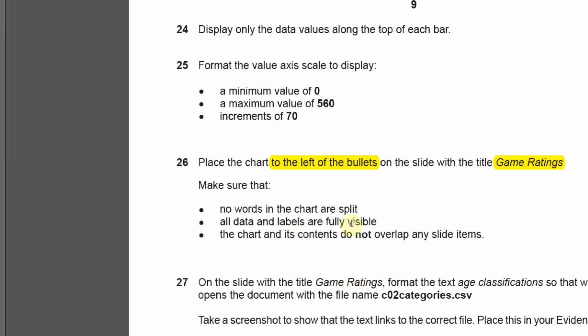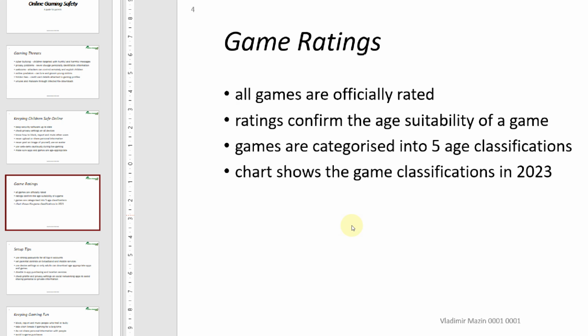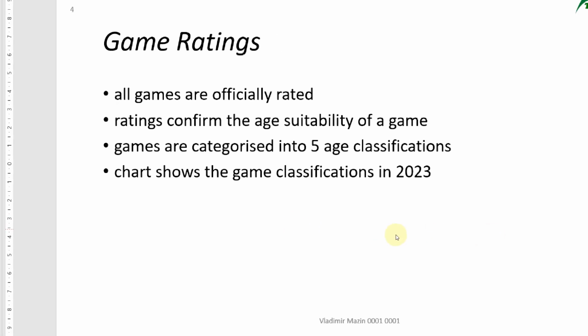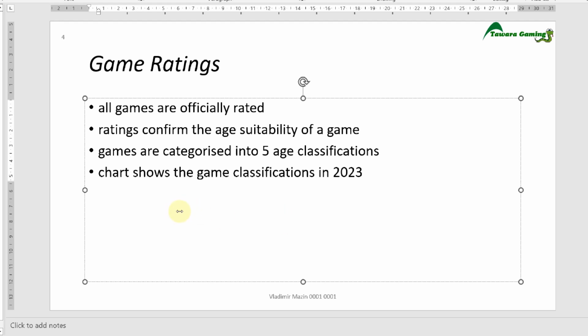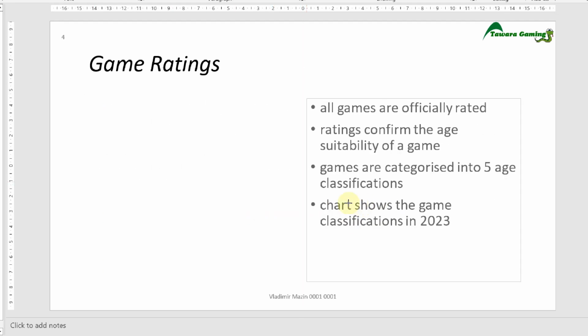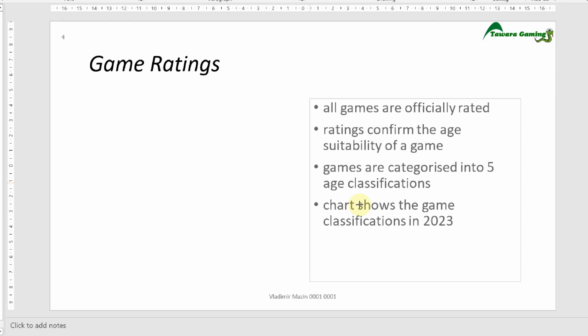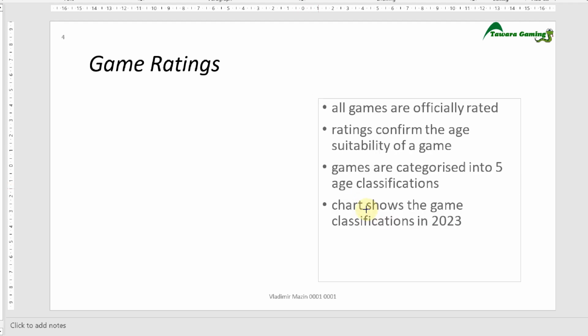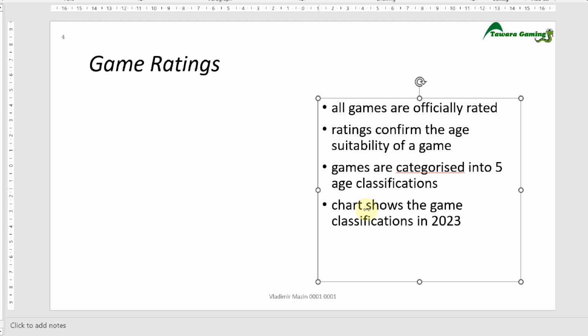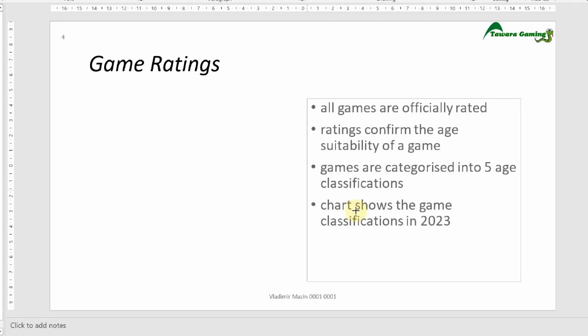The chart has to be to the left of the bullet, so the bullets should be on the right. Let's just move this thing to the right. So I'm just gonna make this text box smaller, so it's on the right, and we put the chart on the left. How much doesn't really matter, just roughly half should be enough, should be fine.